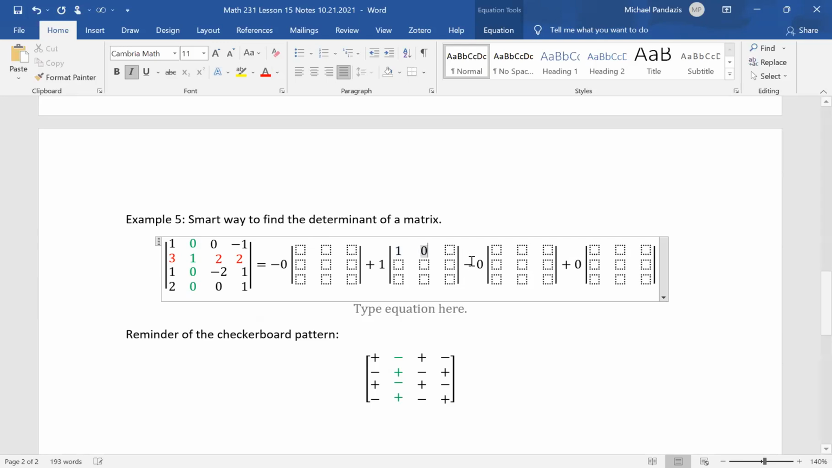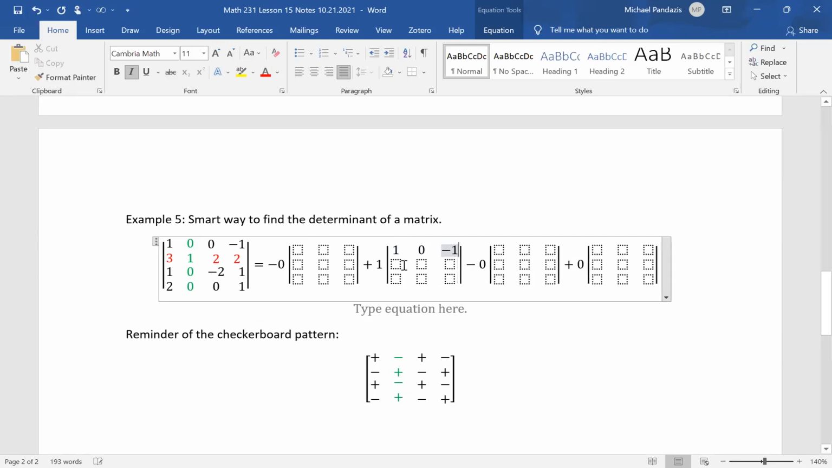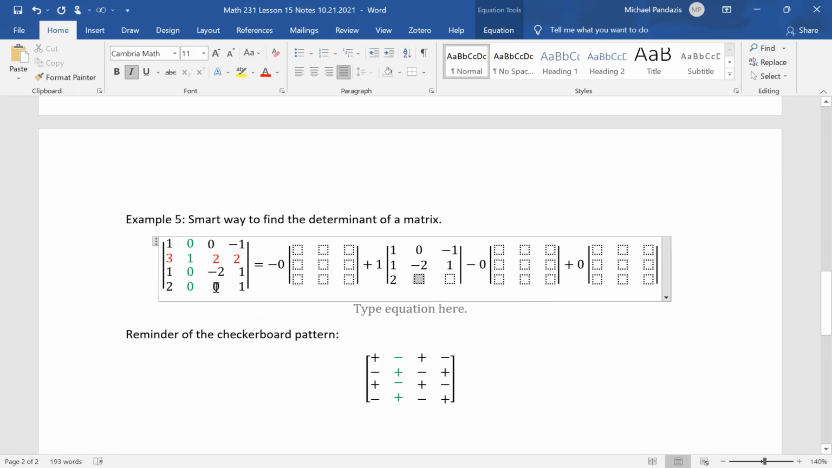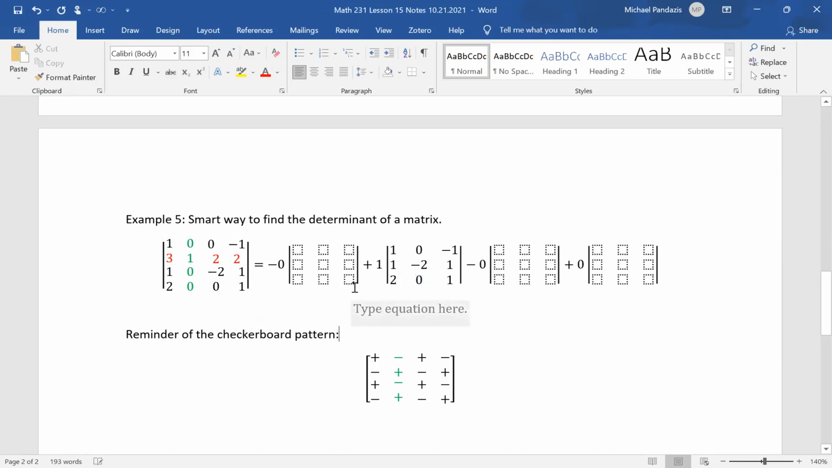So this is 1, 0, -1. Then you skip the colored one, so next is 1. After the 1 is a -2; you just leap over it. Next is -2 and then a 1. You ignore it, as if they're not even there. Then this 2 is here, and then a 0 because you leap over the 0. The next one's a 0 and then a 1. So that's the submatrix that you take the determinant of.